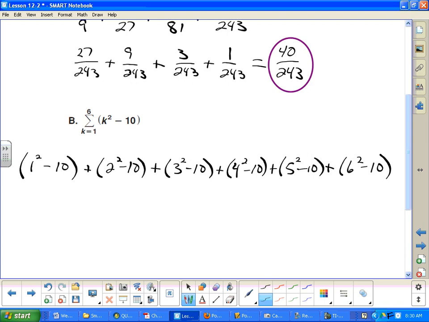So then we have 1 squared minus 10 is negative 9, plus 4 minus 10 is negative 6, 3 minus 10, negative 1, or 9 minus 10 is negative 1. 16 minus 10 is 6. 25 minus 10 is 15. And 36 minus 10 is 26. And then we just add them together. And we get 31.